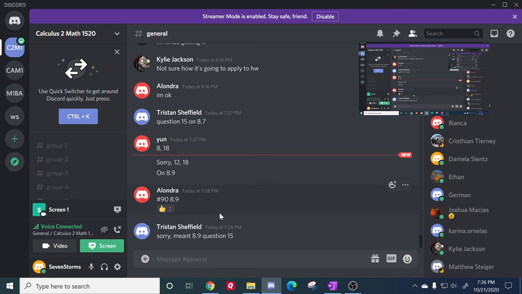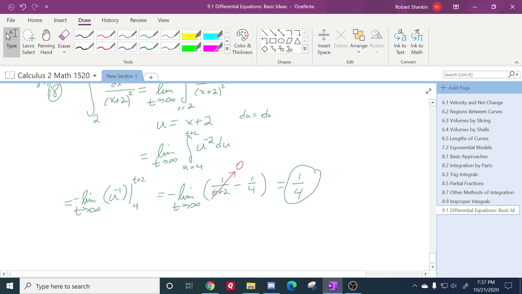It was 18. So we did that, and then number 90 on 8.9. And so this one is area between curves. And this is page 592. Let me go to that.